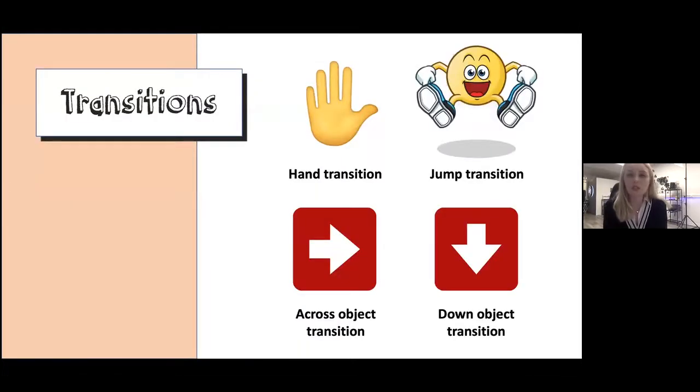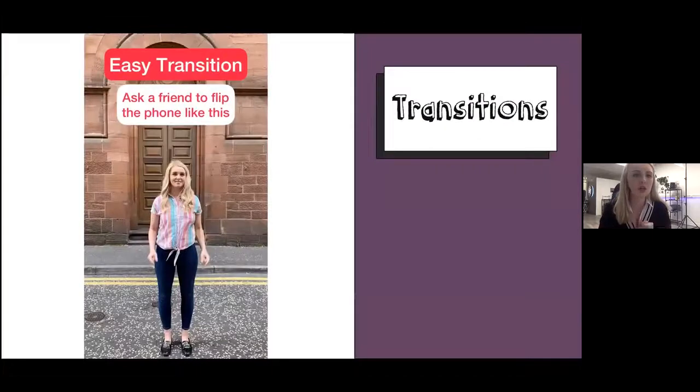So when it comes to transitions, you've got the hand transition, which is like putting your hand right up onto the lens, jump transition, cross object, down object. These are all very, very easy to do. I have a lot of tutorials for these kinds of transitions on my Instagram page, but they're very, very simple. I'll show you one. Now, this is an easy transition. This is called the jump transition. And it's just to show you how easy these are to do and how effective they are.